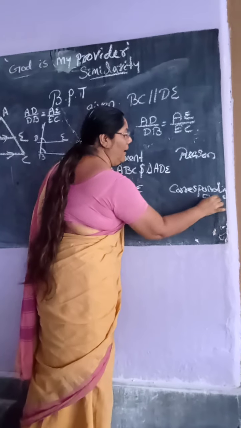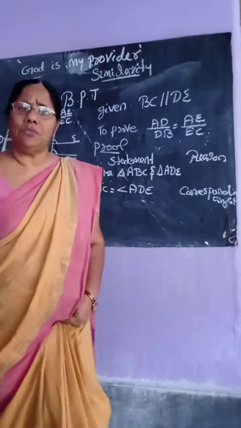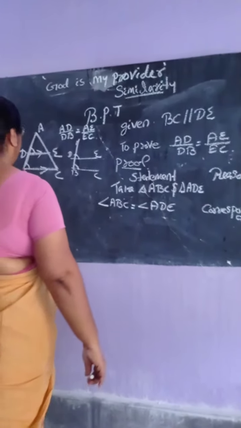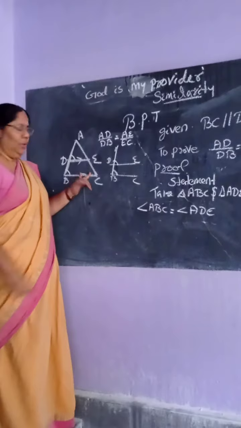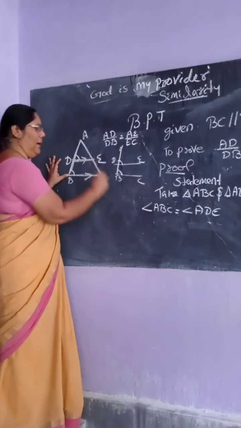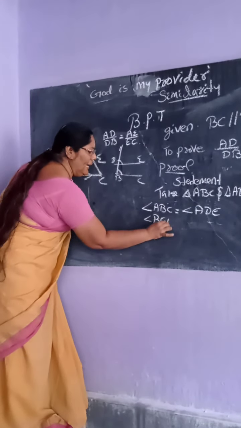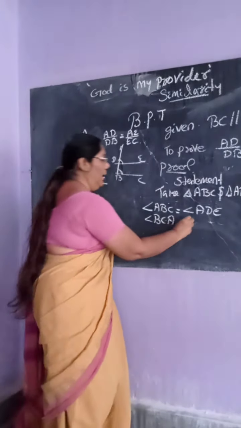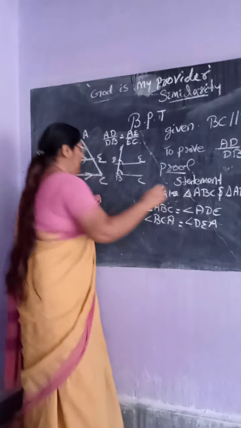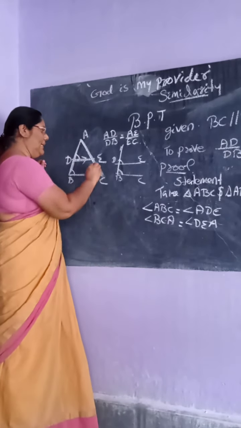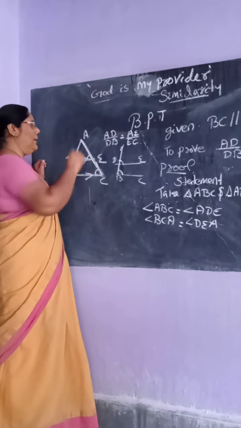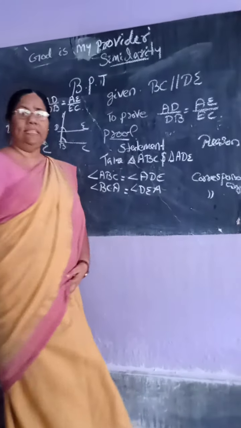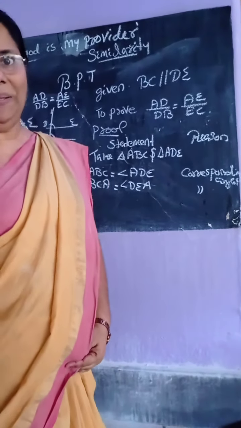Corresponding angles are equal. We know that corresponding angles are equal. Then look here, also angle BCA is equal to angle DEA. Look here, in that case AC is the transversal. The angles C and E are known as corresponding angles. There also you have to write corresponding angles.